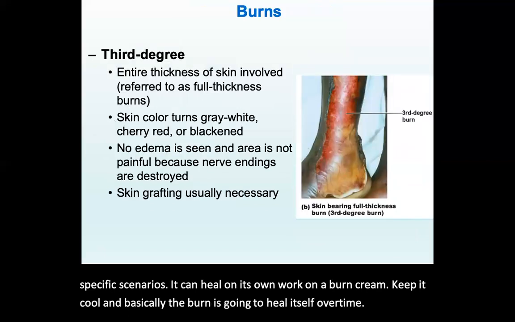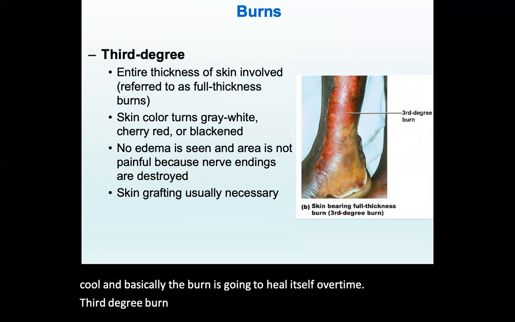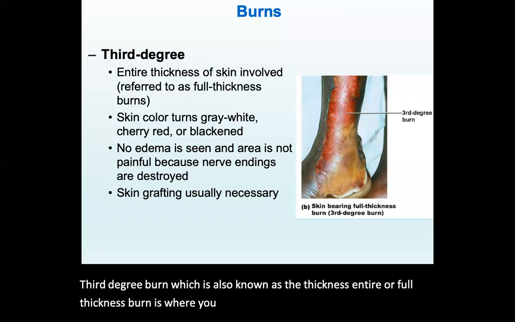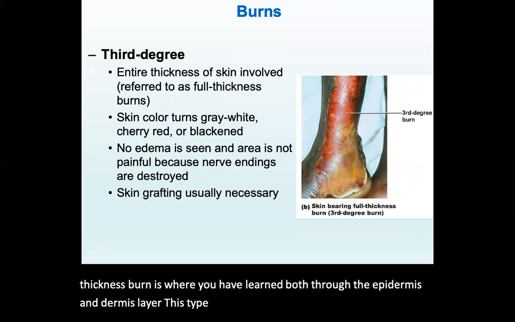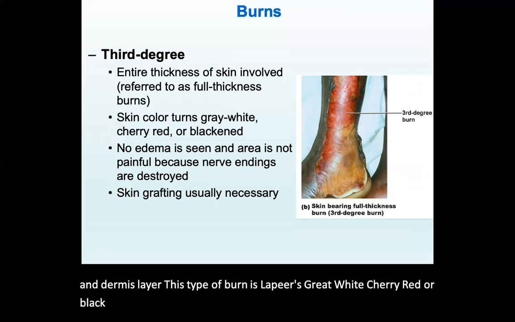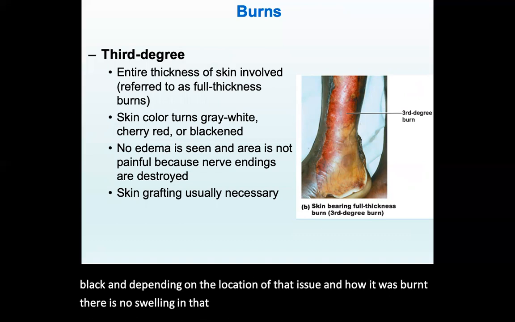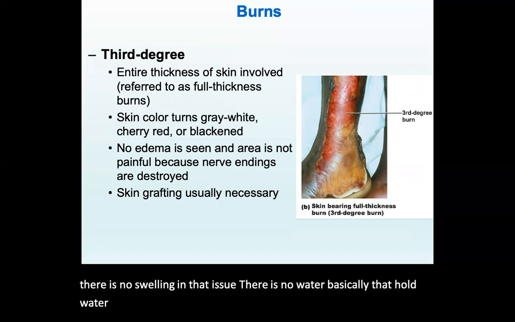A third degree burn, which is also known as a full thickness burn, is where you have a burn through both the epidermis and the dermis layer. This type of burn usually appears as gray, white, cherry red, or blackened, depending on the location of the tissue and how it was burned. There is no swelling in the tissue. There is no water, basically. That whole water is evaporated.